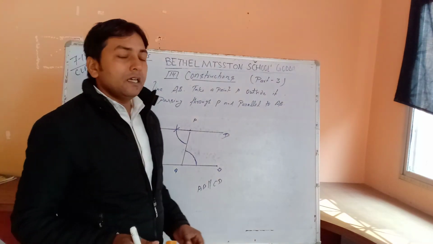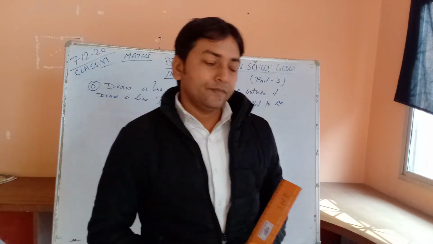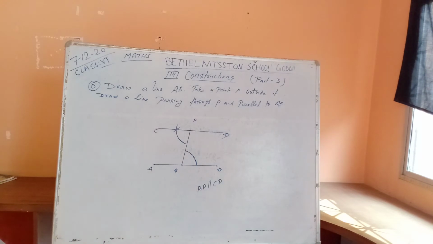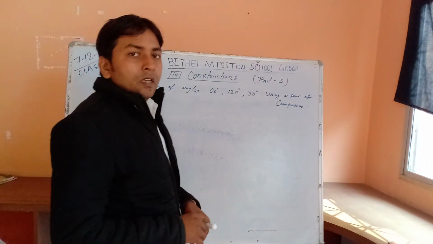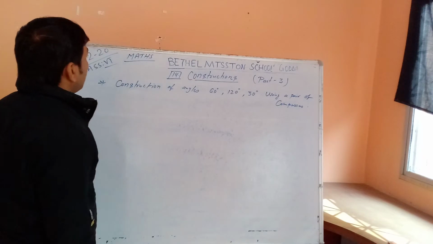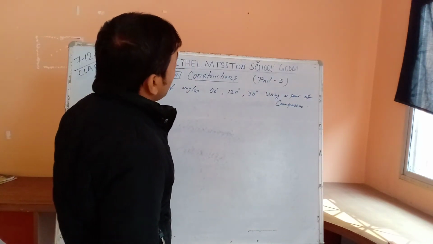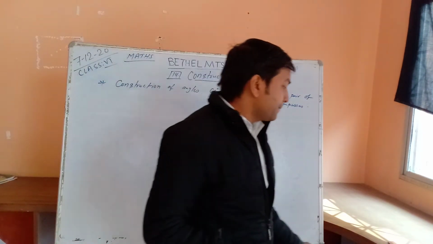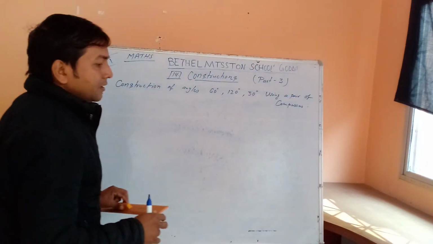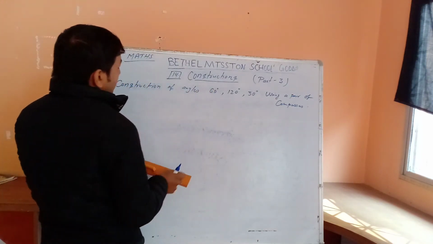Now we learn the construction of 90 degree and 60 degree. I am going to teach you how to construct angle 60, 120 and 30 degree using a pair of compass only. Okay, so now are you ready? First we are going to construct 60 degree.